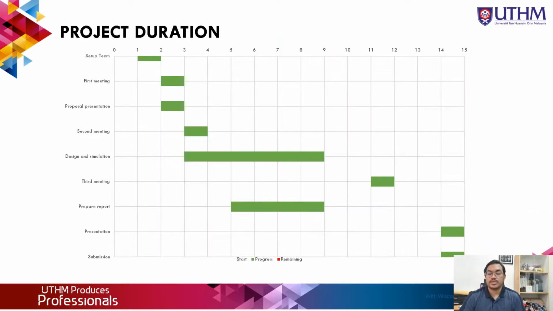Next is the project duration. As can be seen from the Gantt chart, the total length of our project duration is 14 weeks. During the first week, we set up a team consisting of 4 group members, which are Amir, Emil, Akif and Hidayu. During the second week, we had our first meeting. During the first meeting, we brainstormed ideas for the project title and came up with the title stress analysis on shell chair using FEA method.